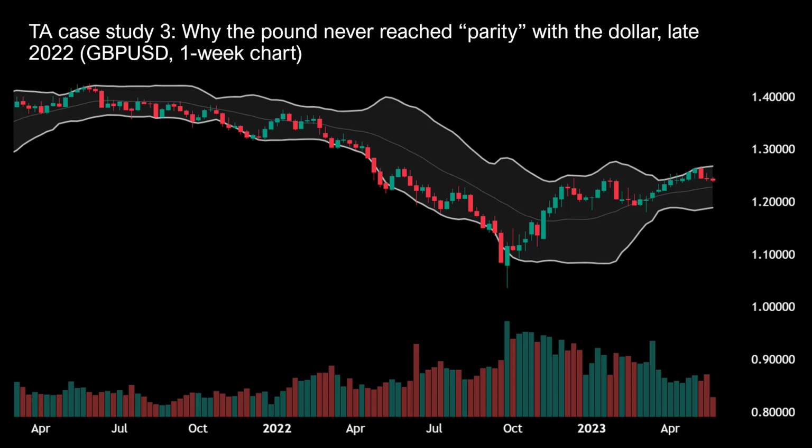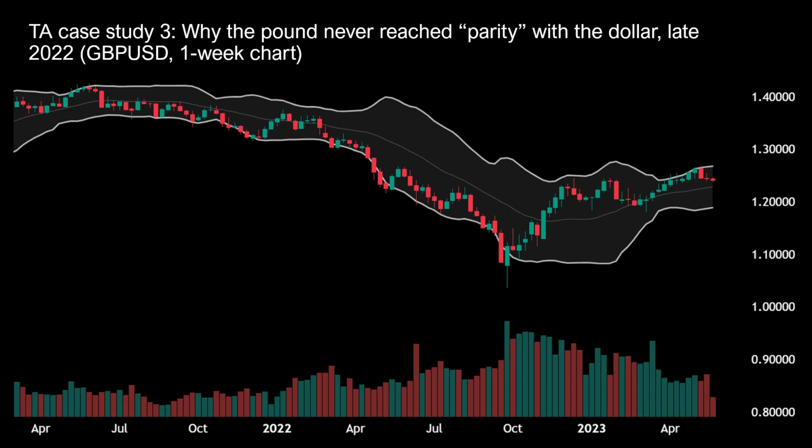Now, this next case study is quite an interesting one. It shows why the pound never reached parity with the dollar in late 2022. This is the 1-week chart of GBP USD, where each red or green candle represents 1 week of price movement in the currency pair. Now, if you were living in the UK in 2022, like me, you would have been very worried about the value of the pound.